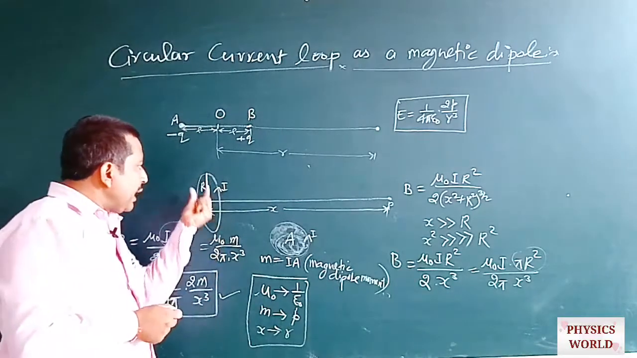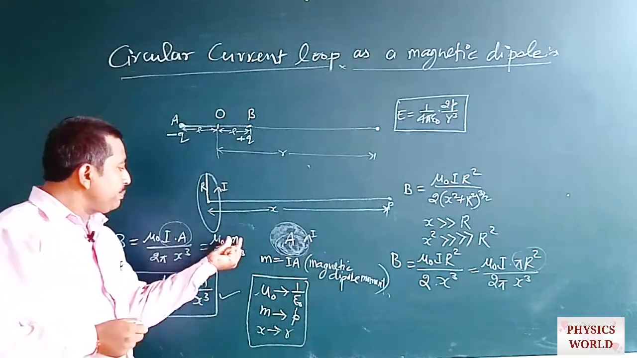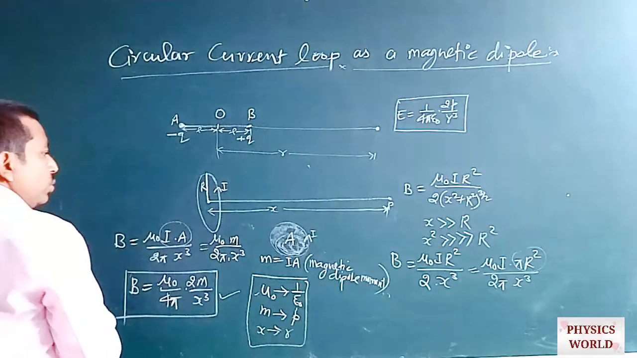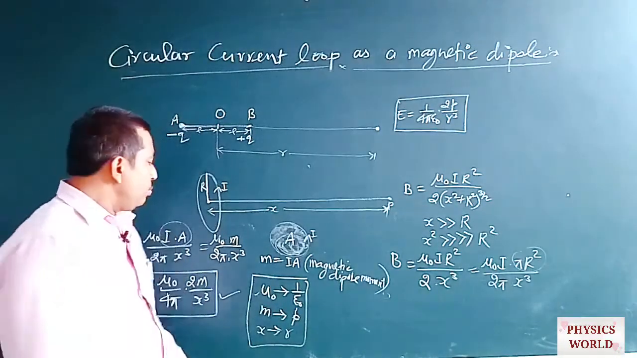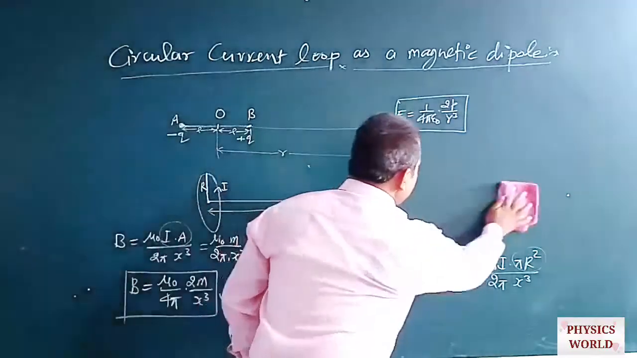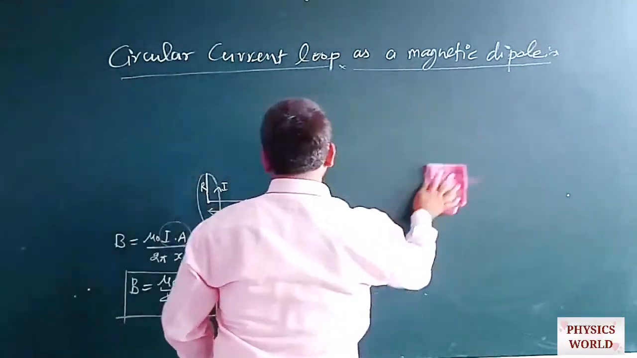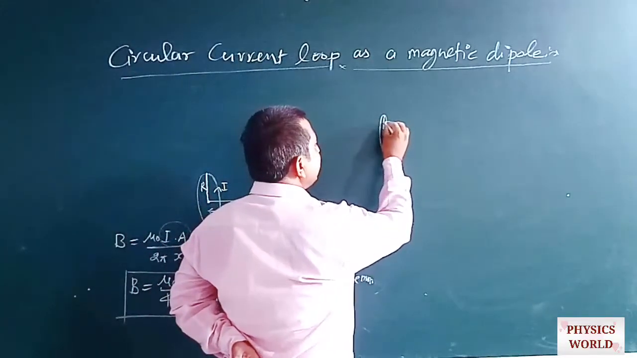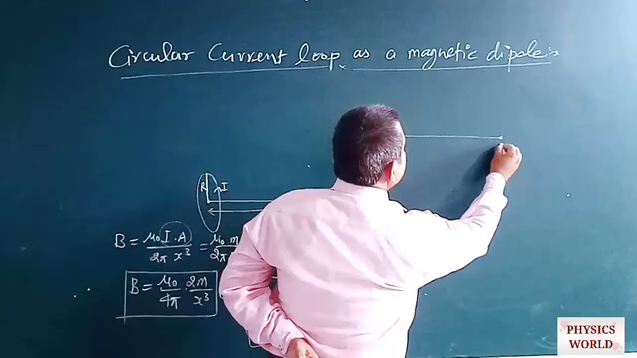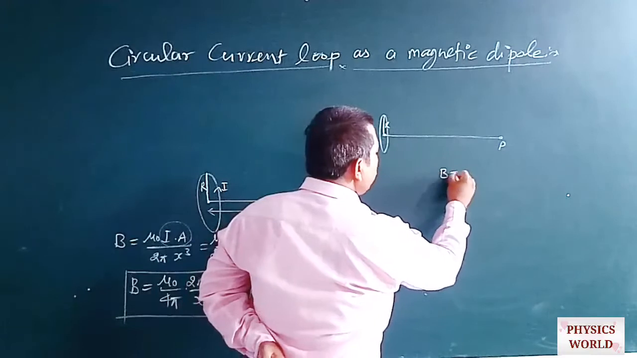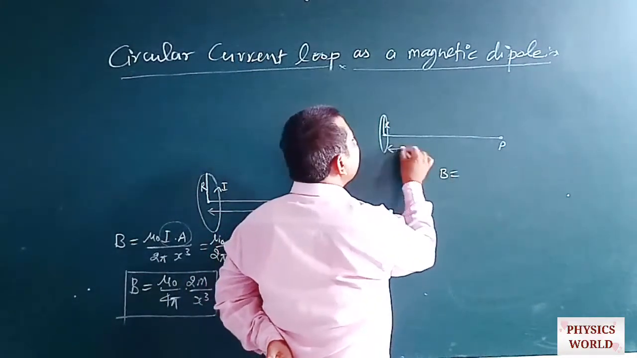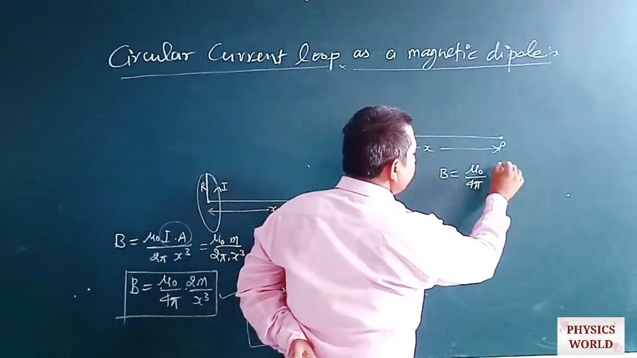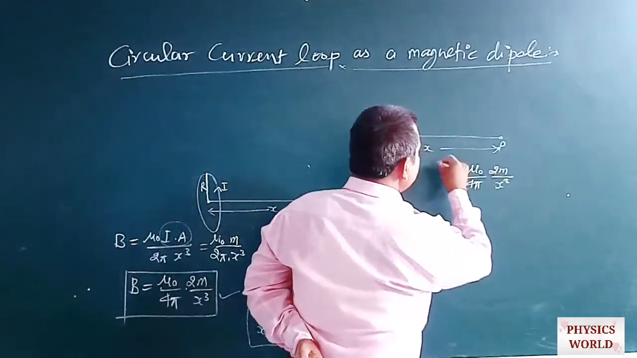Okay, and the magnetic dipole moment of this circular loop can be represented by a symbol small m, whose value is I into A. In a similar manner, if you see here that you have a circular loop of radius r, and there is a point P, then the magnitude of the magnetic field at this point P, which is very far away from the center of this circular loop, is mu 0 by 4 pi, twice m by x cube.